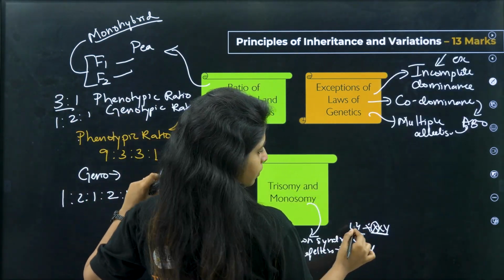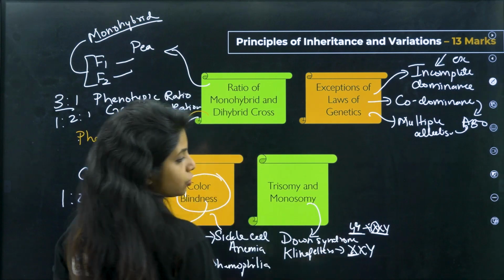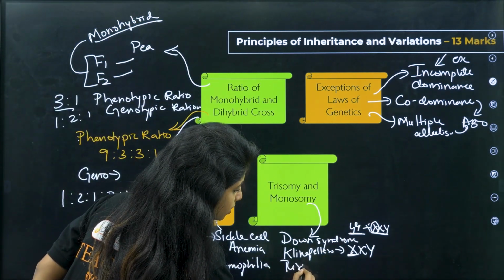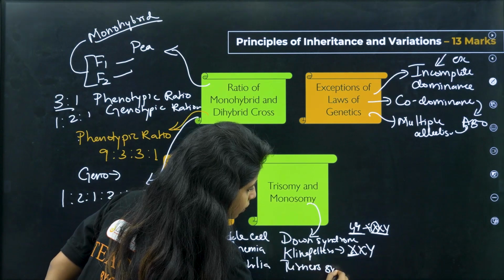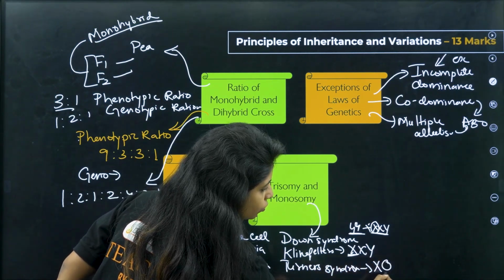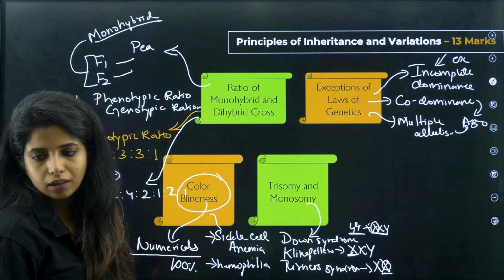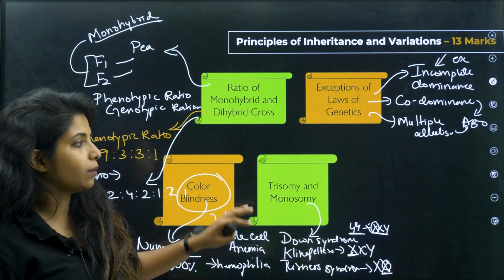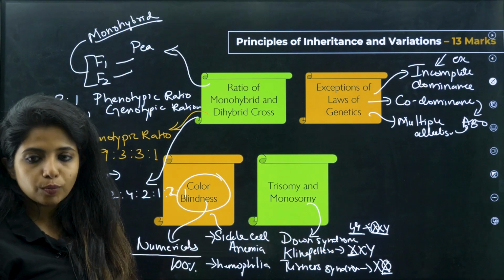Normal is 44, and then you have an extra which makes it 47. Now Klinefelter is done. Turner syndrome, what is happening in that? You should know that. There is X and there is no other chromosome. There is nothing in there. This is the X naught condition. This happens in the case of Turner syndrome. So this is an example of monosomy. So you should know about that.